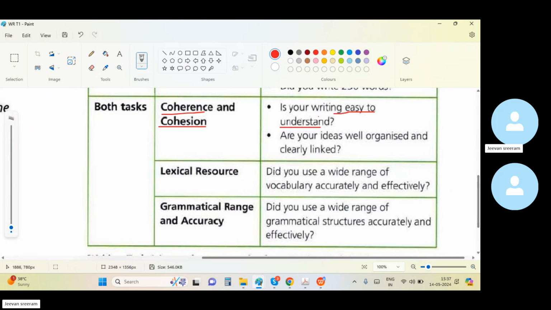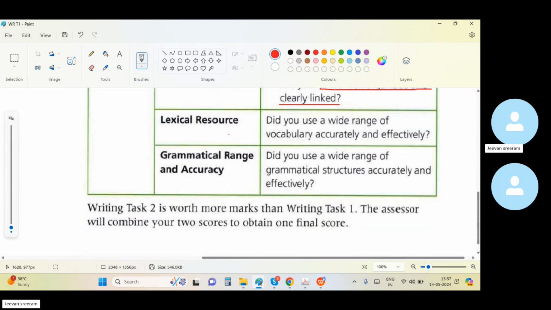Right, Sandeep? Are your ideas well organized and clearly linked? Logically connected. If all the ideas are logically connected, then you are going to get a good coherence and cohesion score for your writing task response. And lexical resource: you should be able to use apt vocabulary.